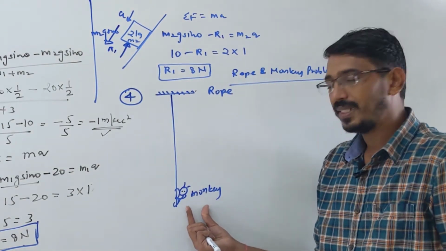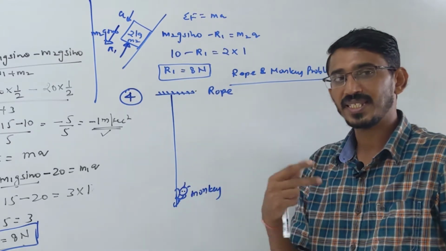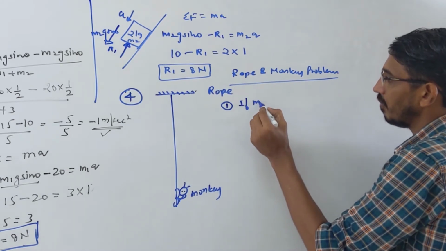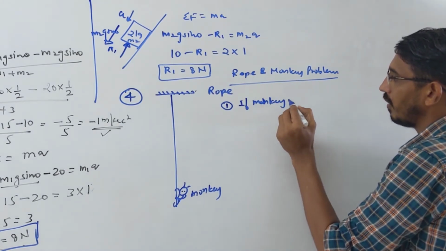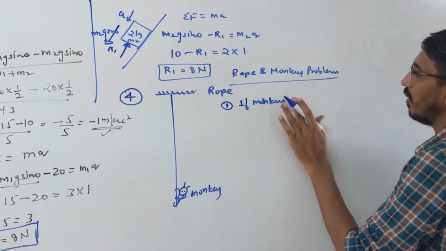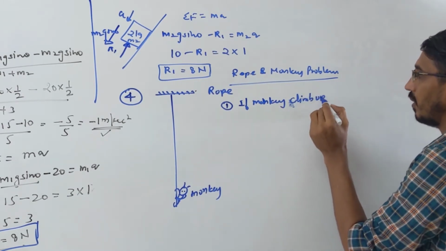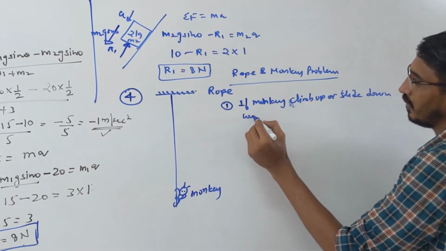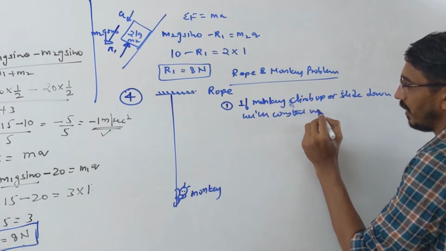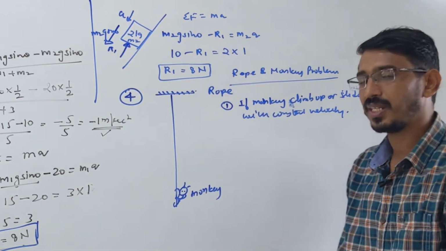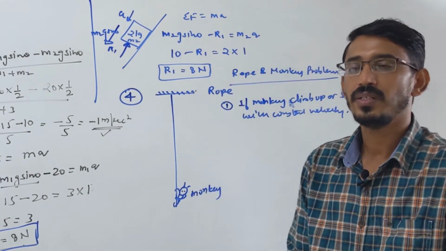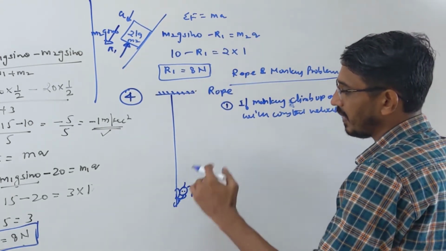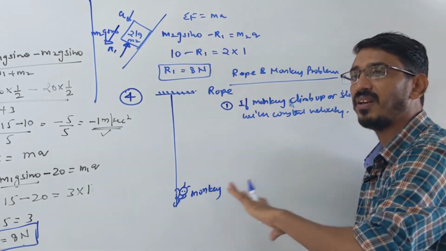So this monkey either goes upward or downward, then we have three cases. First case, suppose the monkey climbs up, or slides down along this rope with constant velocity. Suppose he is not accelerating, then the force exerted by this monkey on this rope will be his real weight, meaning mg.